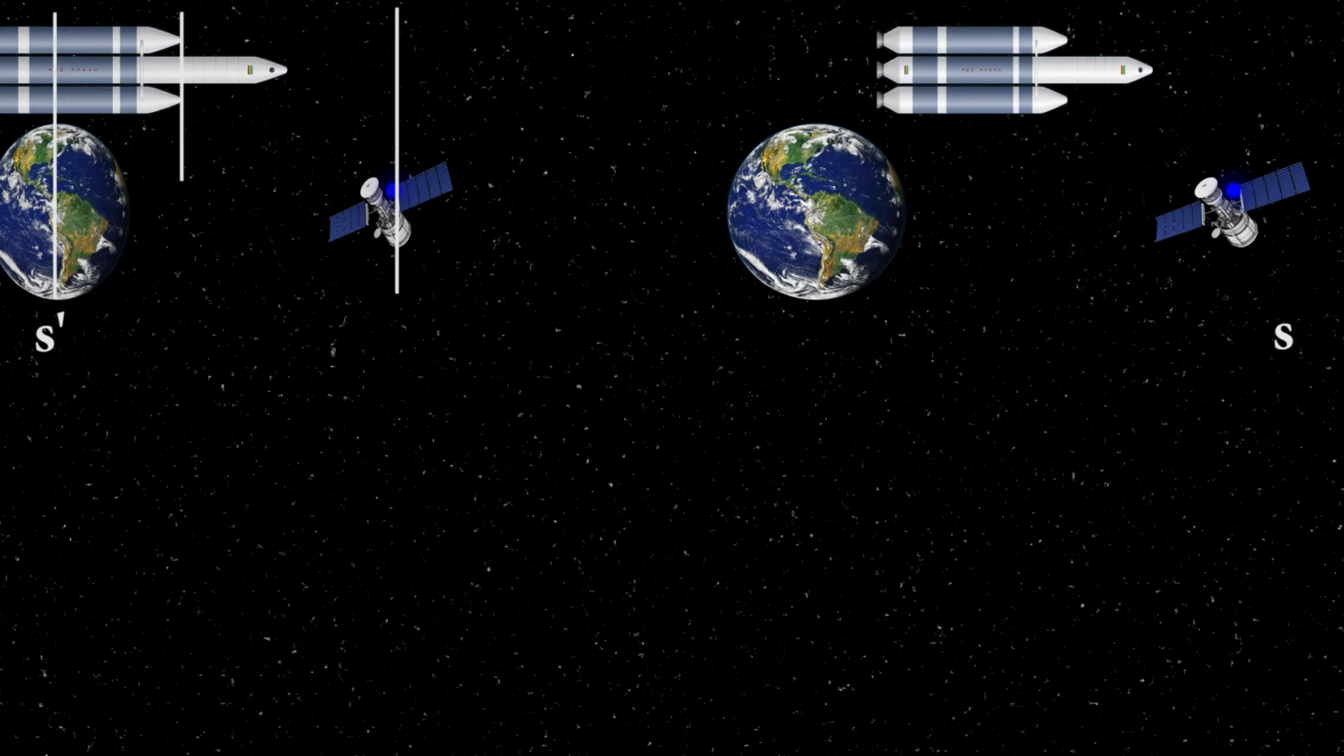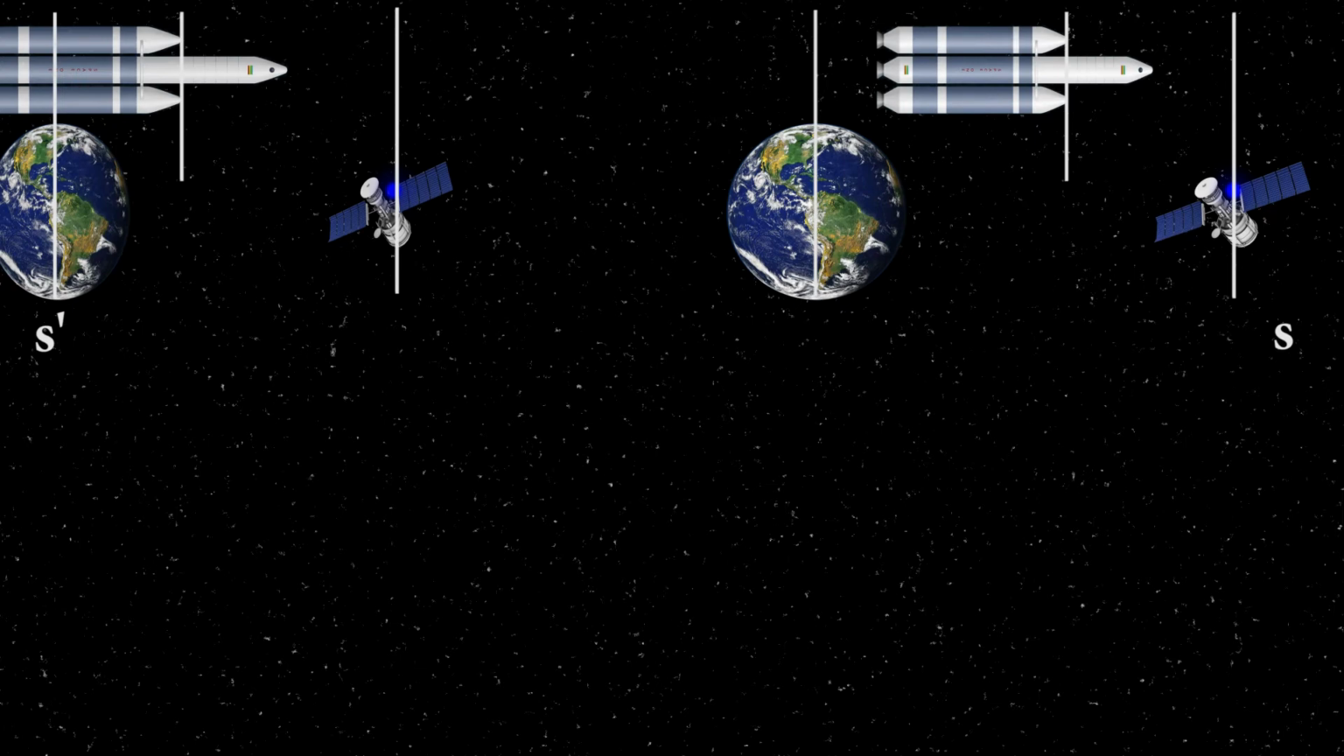Moving over to the Earth, there's the first event's location and also the Earth's reference point. Then we have the spaceship's reference point and the location of the second event. Next, we will quantify all distances between the mentioned points.